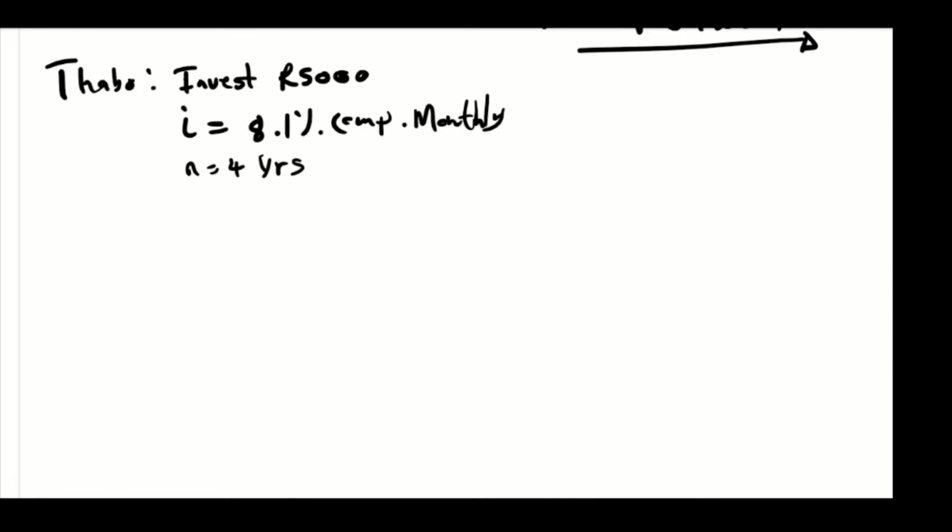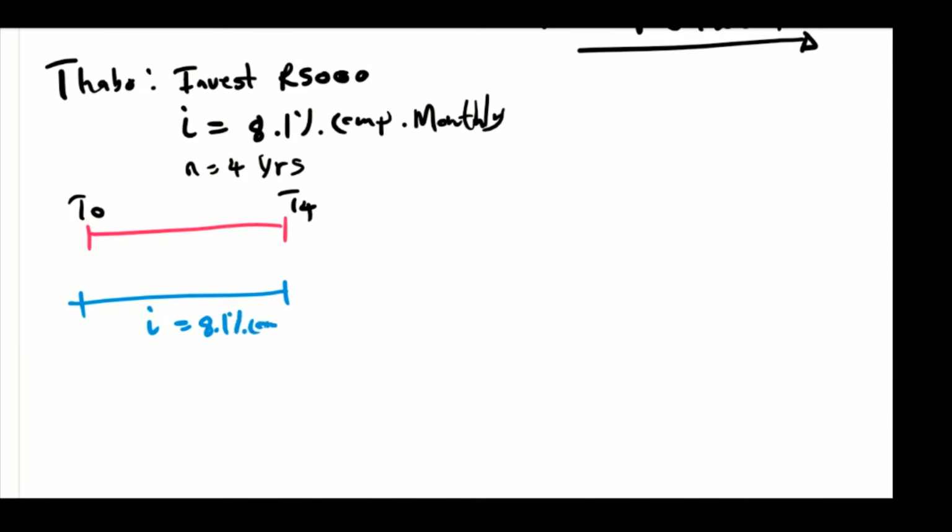So we have his timeline looking like this. This is T0, T4. The interest rate from here to here is 8.1% compounded monthly, and we know that the investment of 5,000 was made for a period of 4 years.